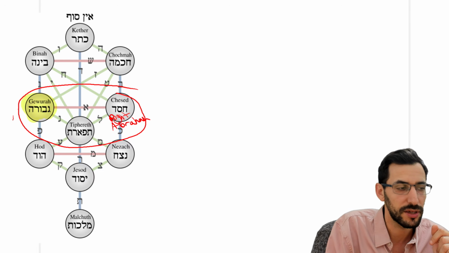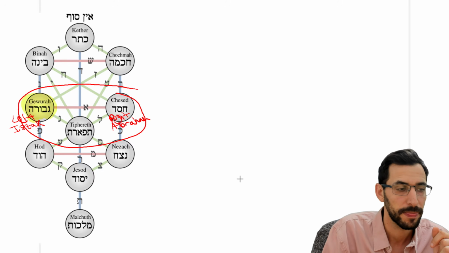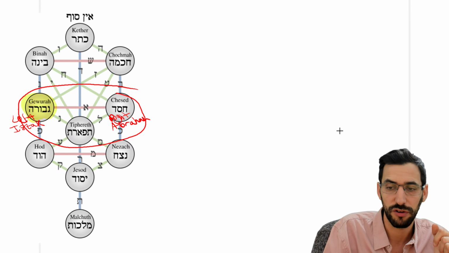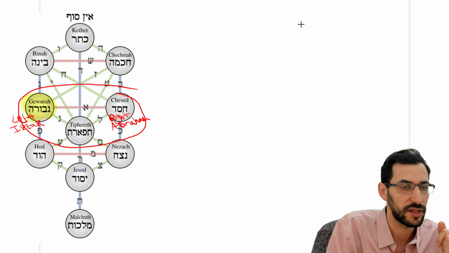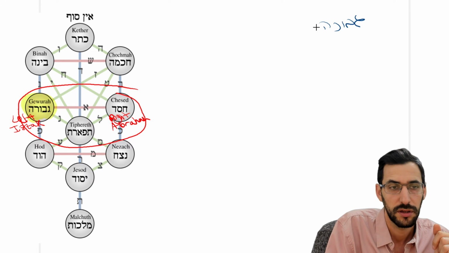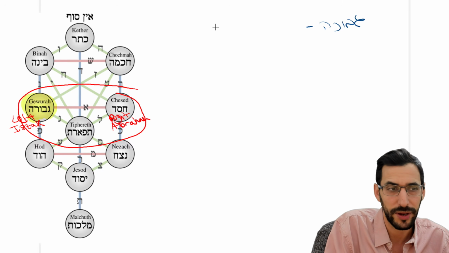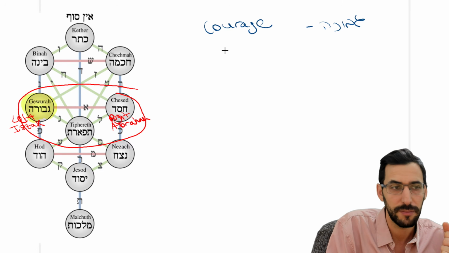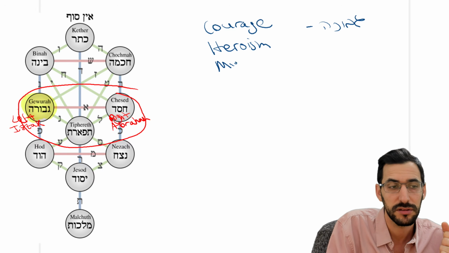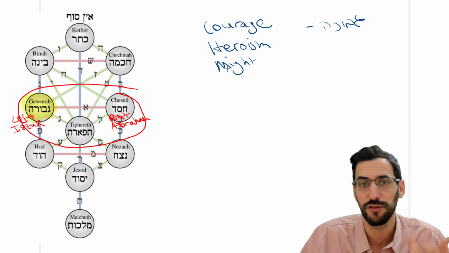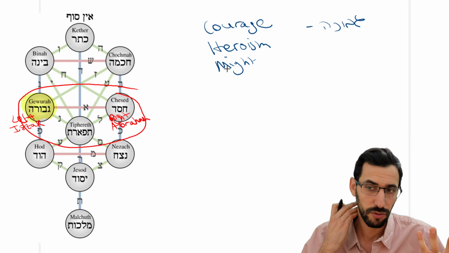So Gevura resembles the left line, and that is Isaac, Yitzchak. Okay, so that is the quality of Gevura. Let's take a look at it. Gevura literally means, by the way, courage. It means heroism, to be a hero. It means might. In Hebrew, the word Gevura comes from the word Gibor, which is a hero, basically.